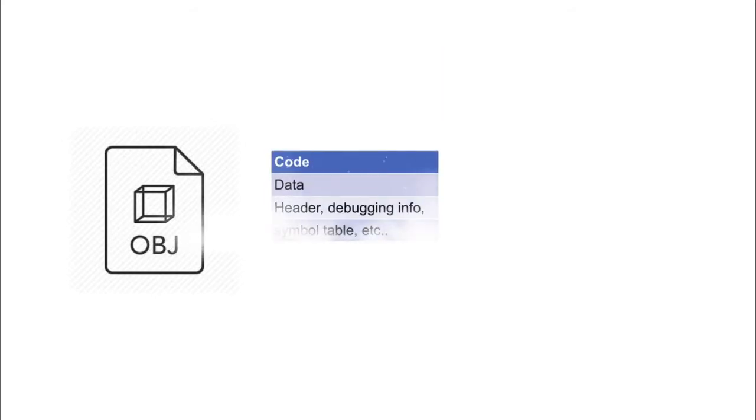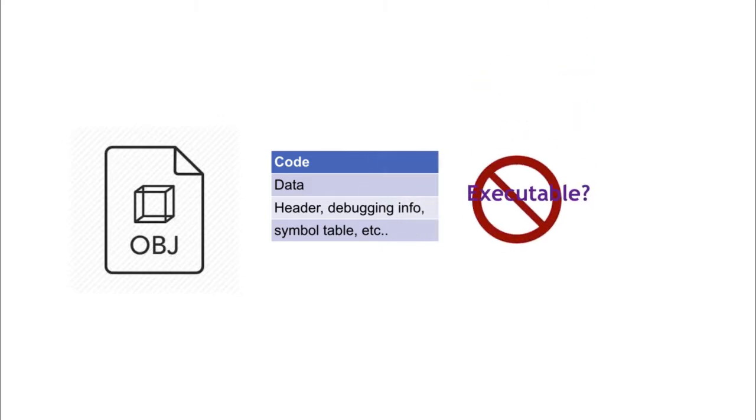Hey guys, in the last video we generated an object file from the assembly source file by using GAS. An object file contains machine code, data, and other information like a header, debugging information, symbol tables, etc. But unfortunately, an object file is not executable.